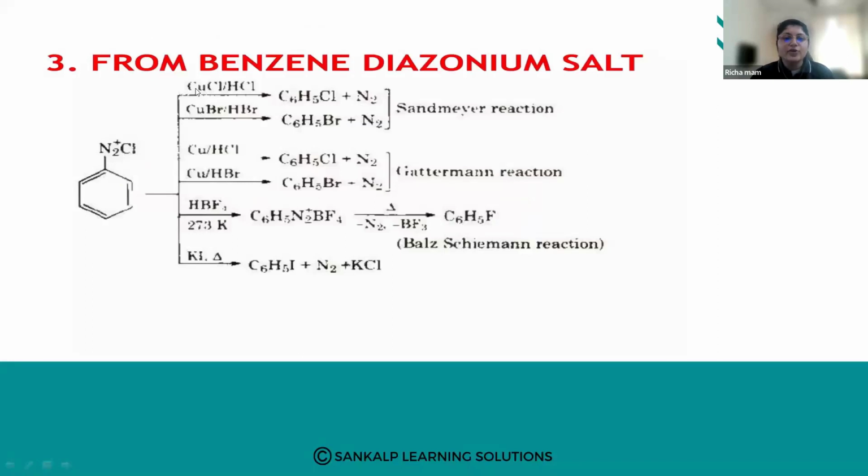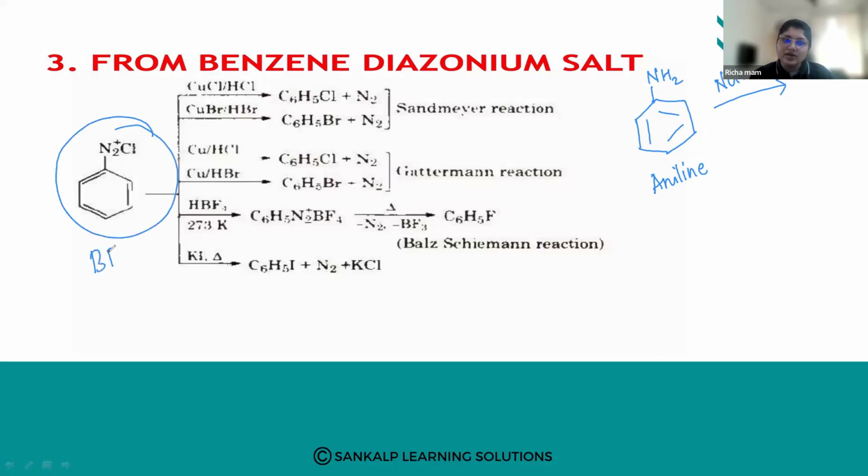Fine. So next is benzene diazonium salt. What do you mean by benzene diazonium salt? You can take aniline. This is aniline, NH2. When an amine group is attached to a benzene ring, it is termed aniline. When this aniline is treated with sodium nitrite, for your information, I'm telling you how this comes. This is BDC, benzene diazonium chloride.